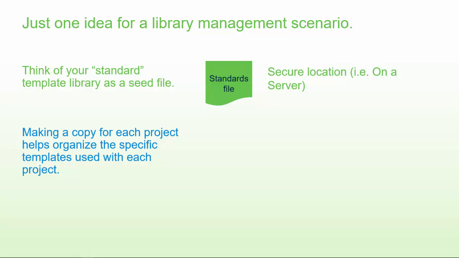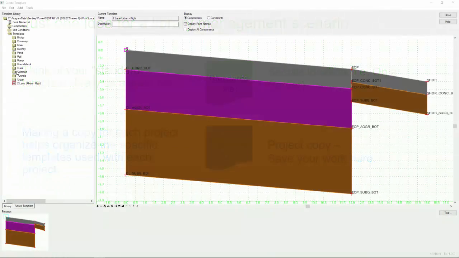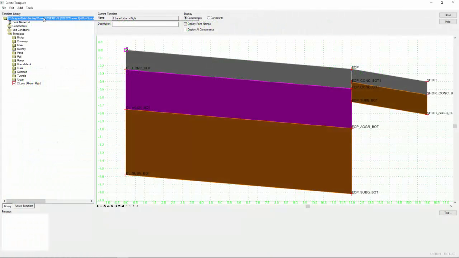So when you start a project, you're going to make a copy for each project, and then any changes to standard components or templates created should be placed in a project folder within that project library. So let's take a look at how we can then manage templates and components between library files. All the work that we've done up to this point has been in our standard template library. What we want to do is copy some of these custom components that we've created into our project-specific template library.